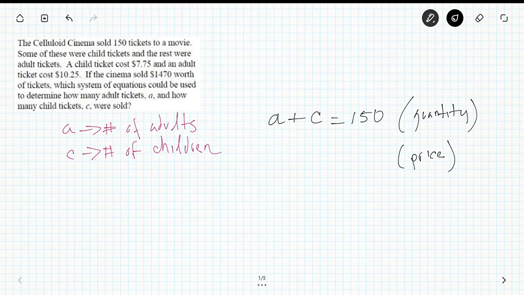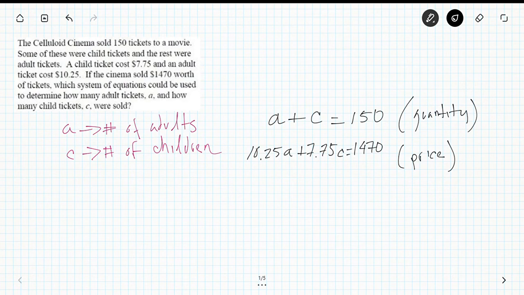So how much is an adult ticket? An adult ticket is $10.25 plus the child ticket, or children ticket, is $7.75, and that is going to equal $1,470 because that's how much they sold.